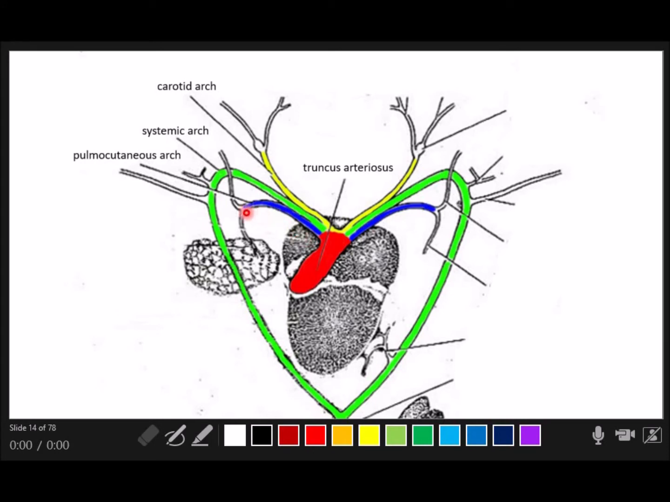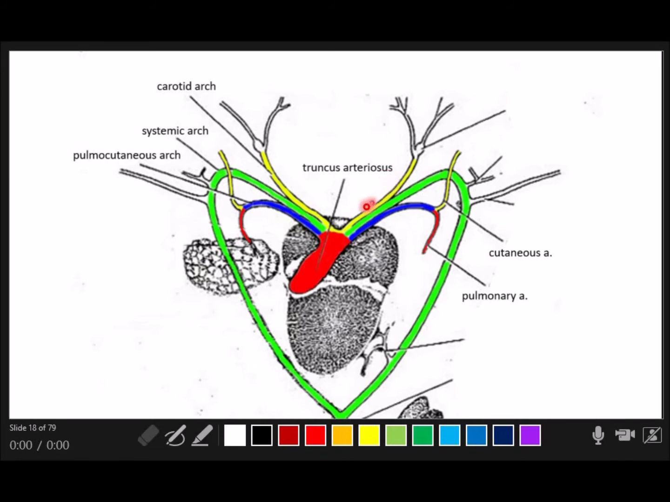So it branches into 2 branches. This one in red goes to the lung, so we call it the right pulmonary artery, and it carries blood to the lung, and it carries deoxygenated blood. Okay, this is the exception that we have in all arteries. All arteries carry oxygenated blood except this one. Okay, the second branch, let me color it. This one carries blood to the skin, so we call it the cutaneous artery.